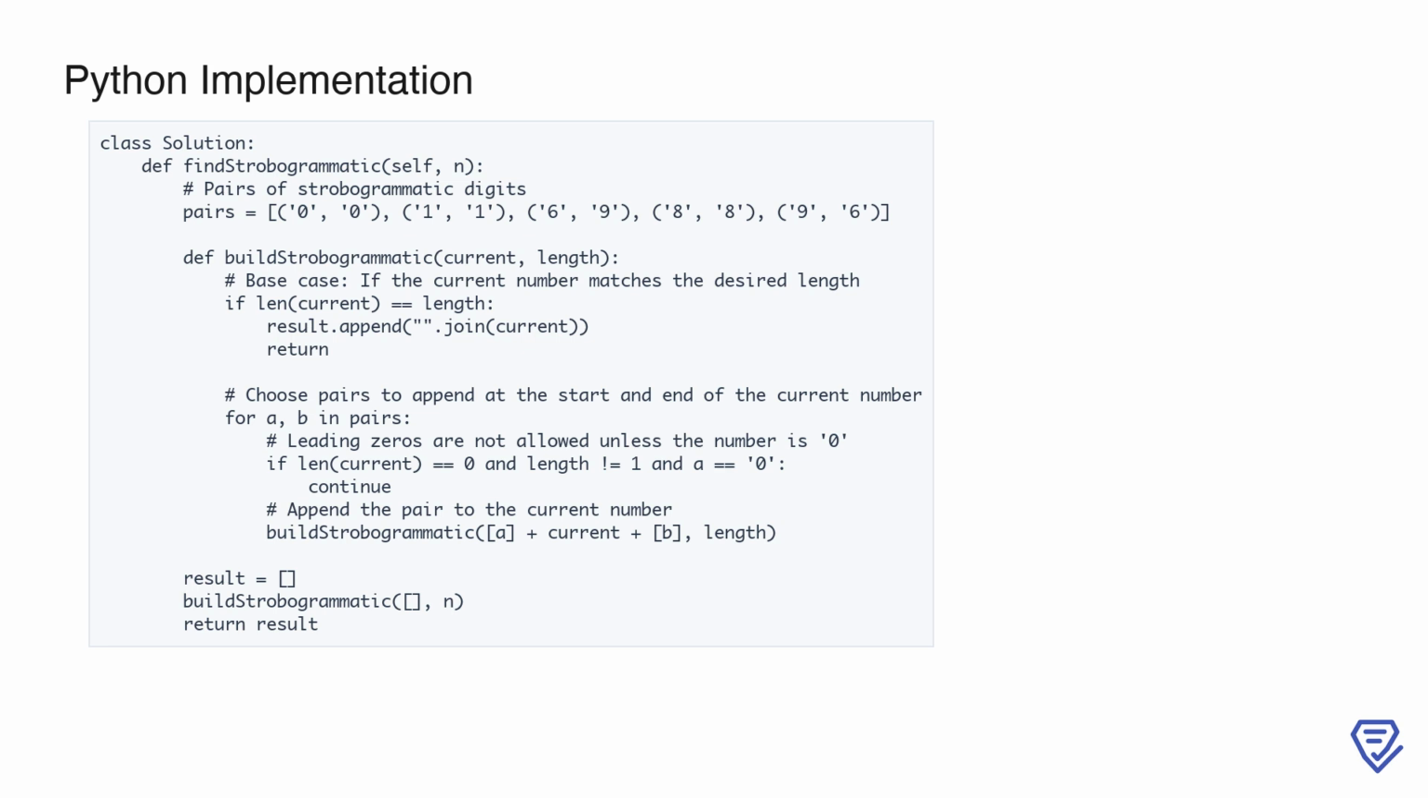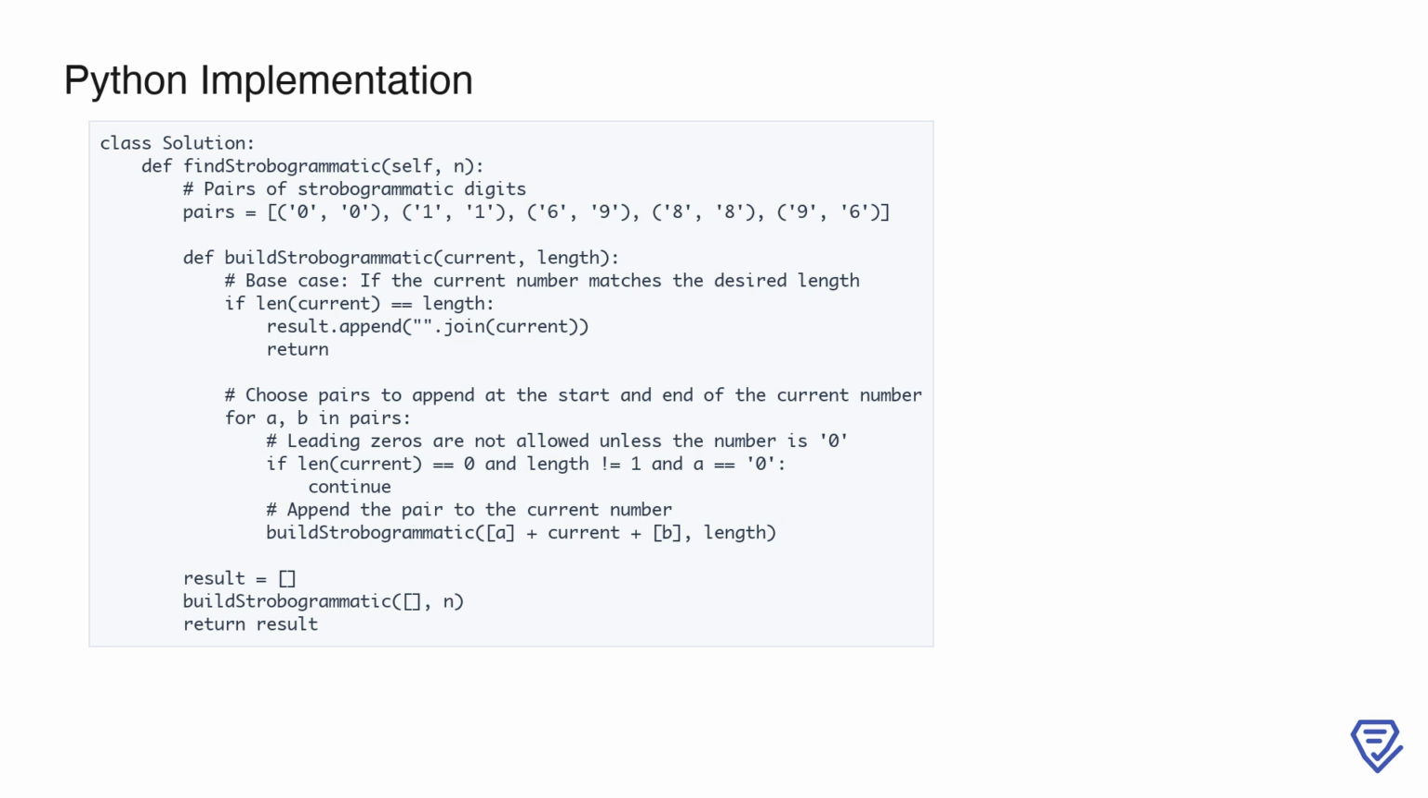This is handled with a condition that skips pairs starting with 0 for the outermost recursion level, when len(current) equals 0, provided the length is greater than 1. The pair is then added to both ends of current, and the function recurses further. The recursion starts with an empty list and builds numbers layer by layer until the desired length is achieved. The result list accumulates all valid strobogrammatic numbers, which are returned at the end.